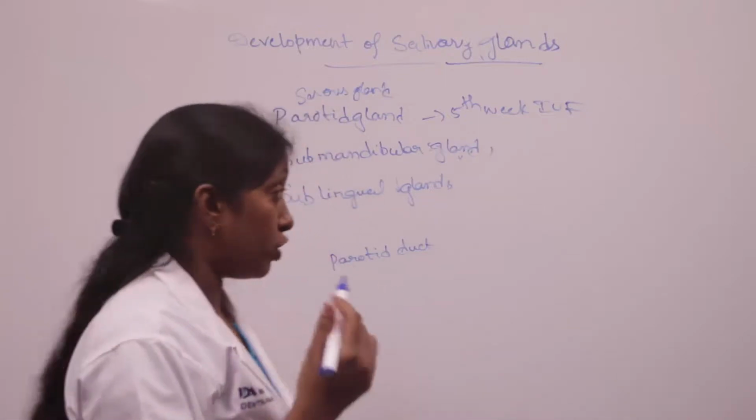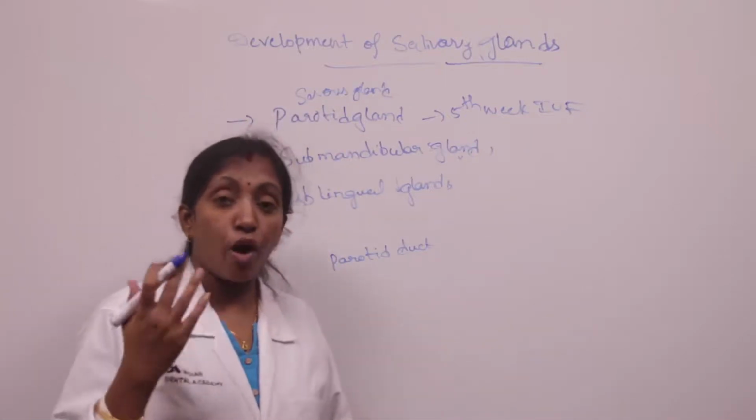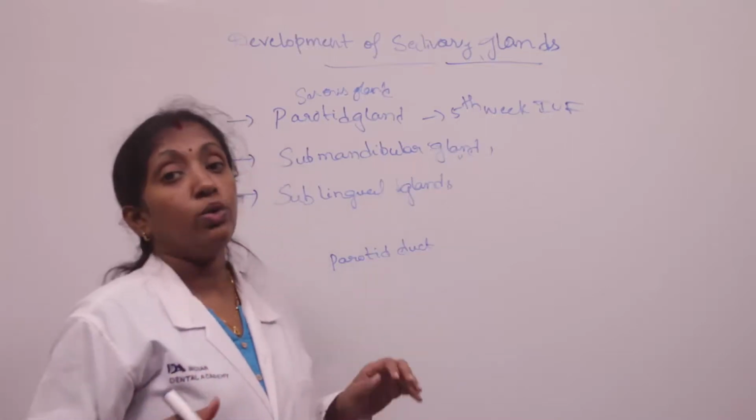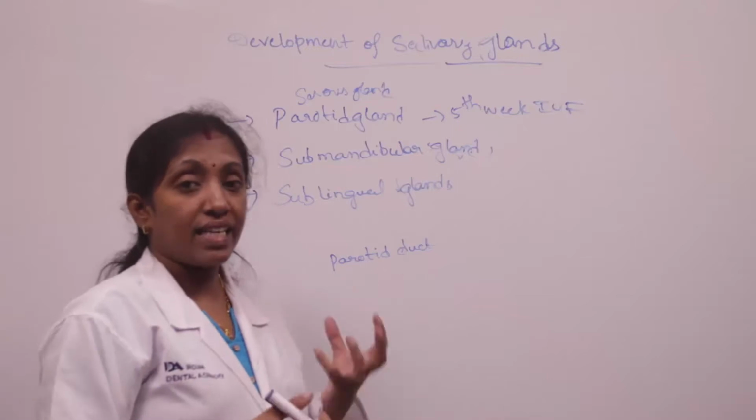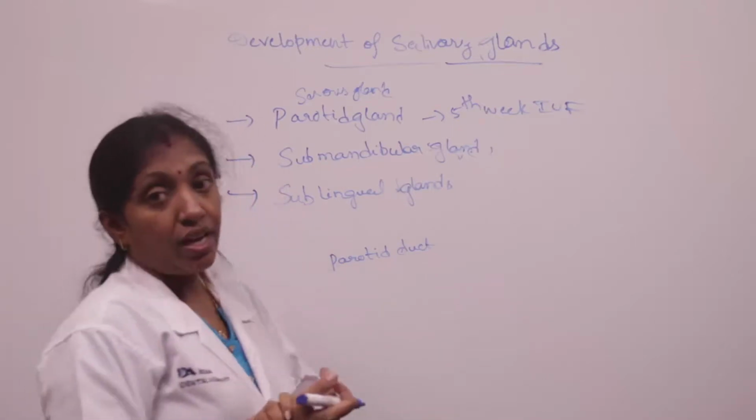How are the acini and ductules formed? The acini and ductules are formed by the proliferation of ectoderm into the mesenchyme, and further they canalize to form the acini as well as the ductules of the gland.